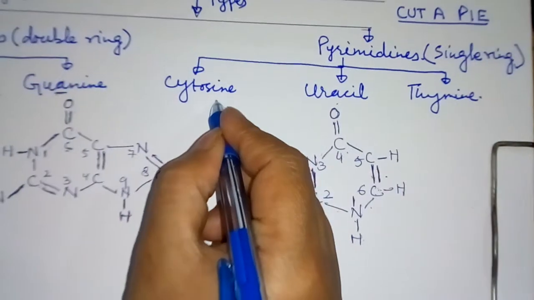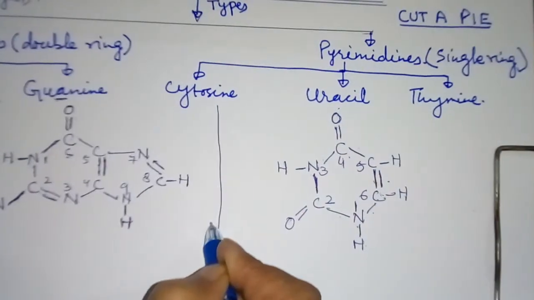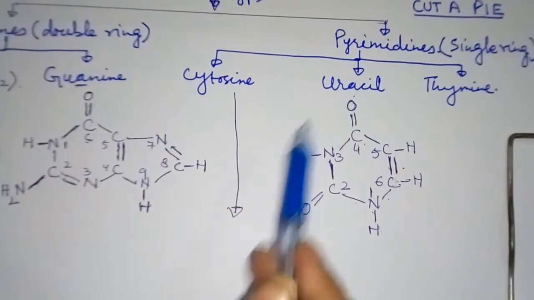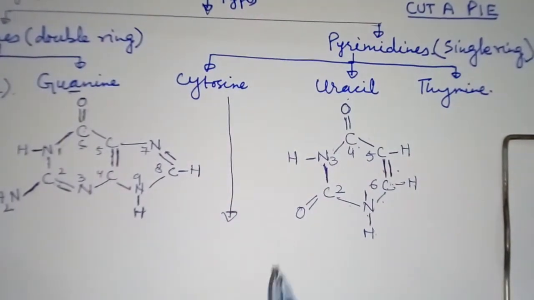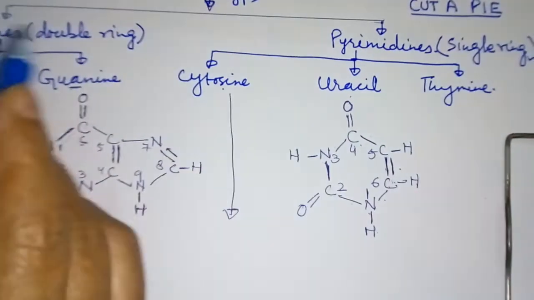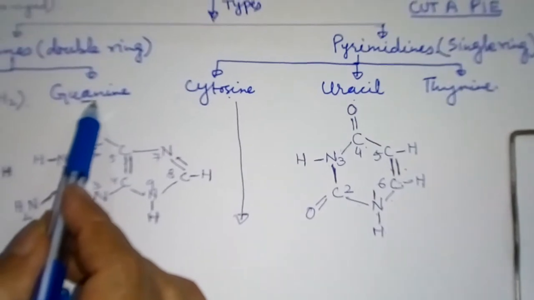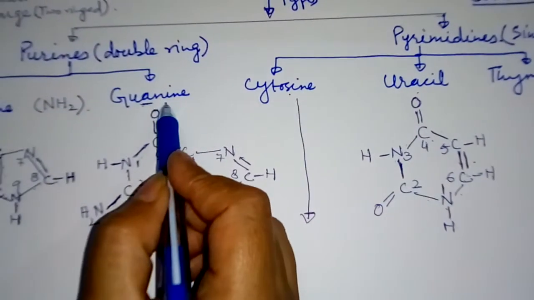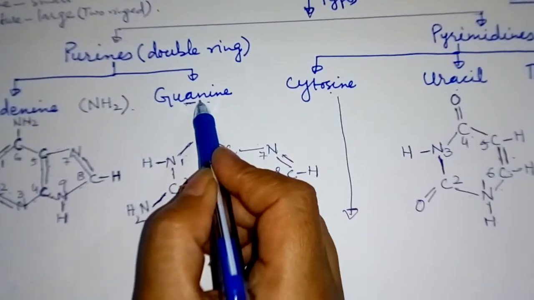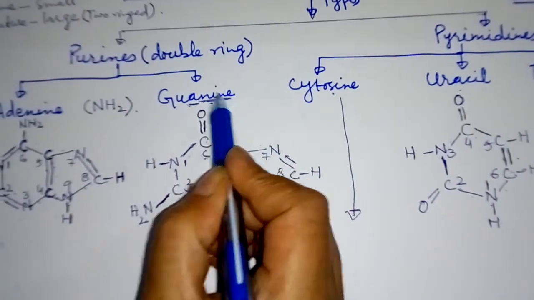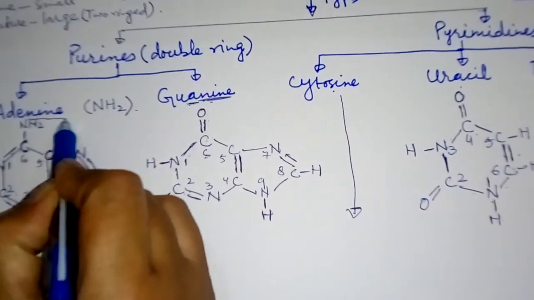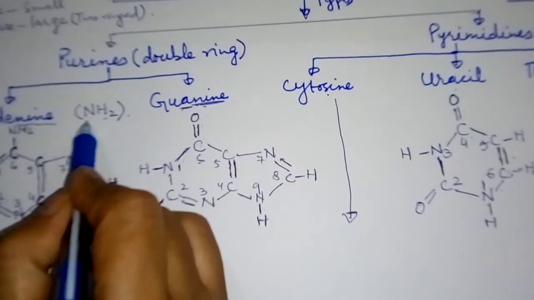Now I will write the structure of cytosine. Students, keep this in your mind that adenine and guanine are both ending with the word "nine", and both are having what? Amino group.